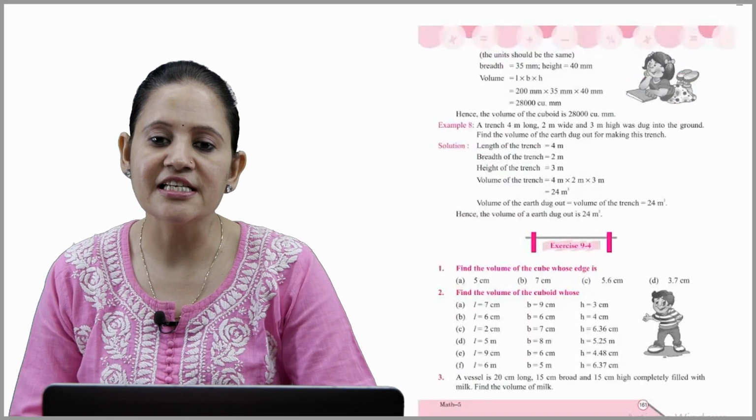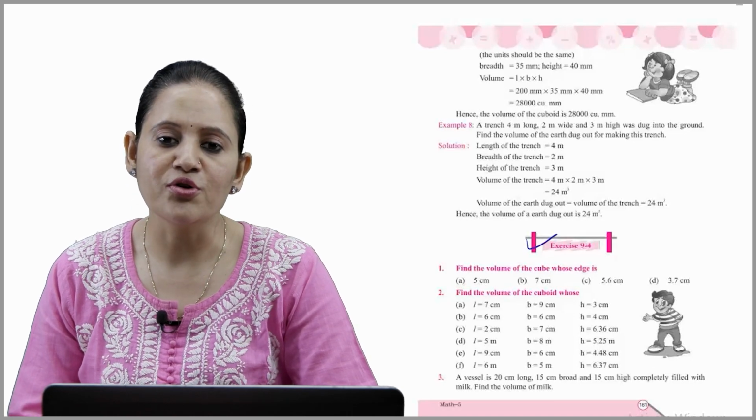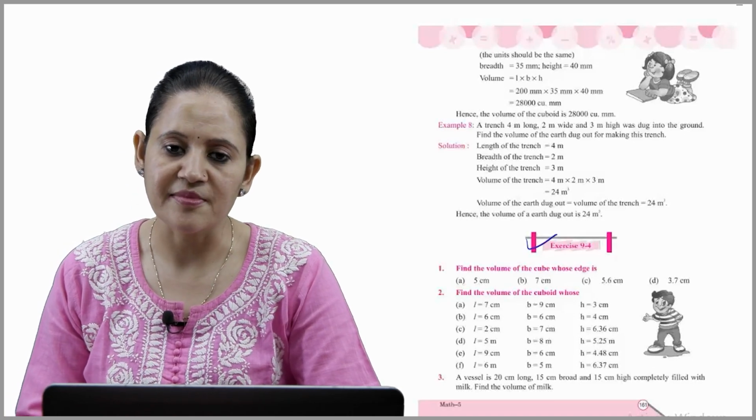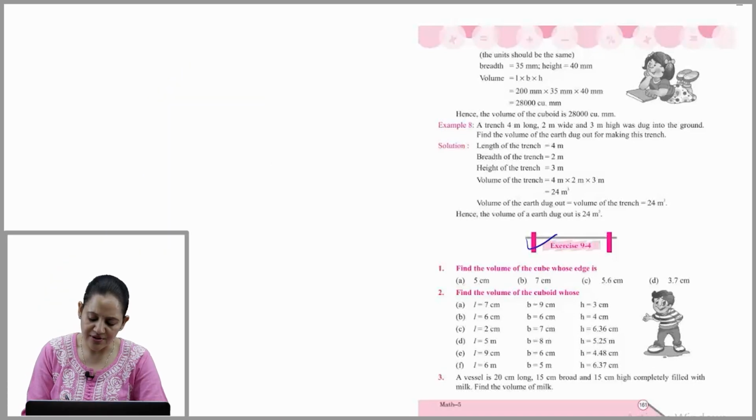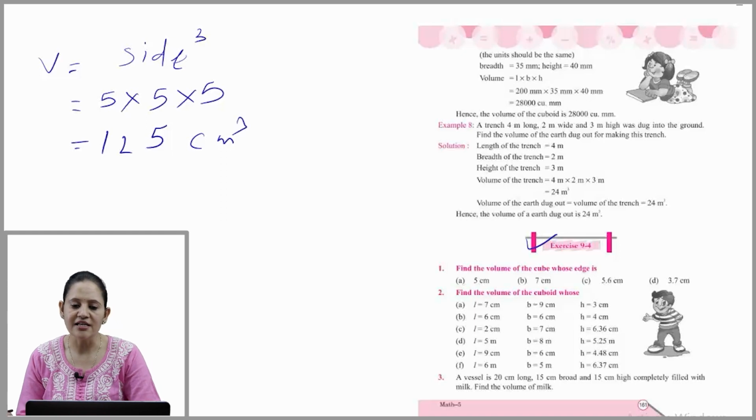Next is exercise 9.4. Find the volume of a cube whose edge is given as 5 centimeter. So the volume of a cube equals side into side into side, or side cube. So that equals 5 into 5 into 5, 125 centimeter cube. Clear? So that is the volume.